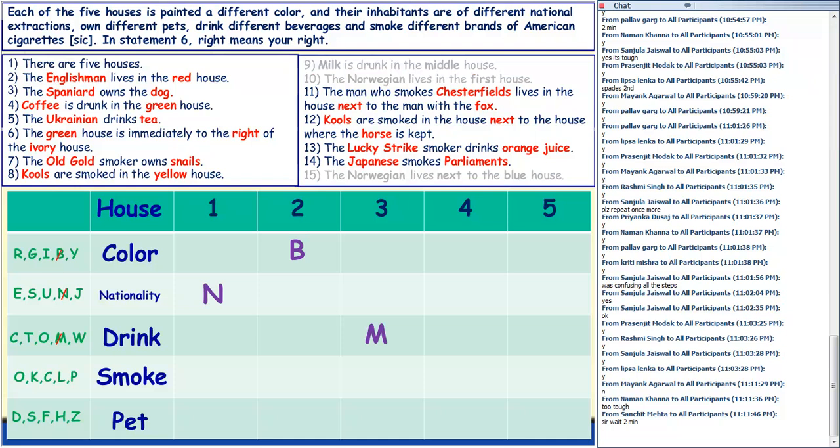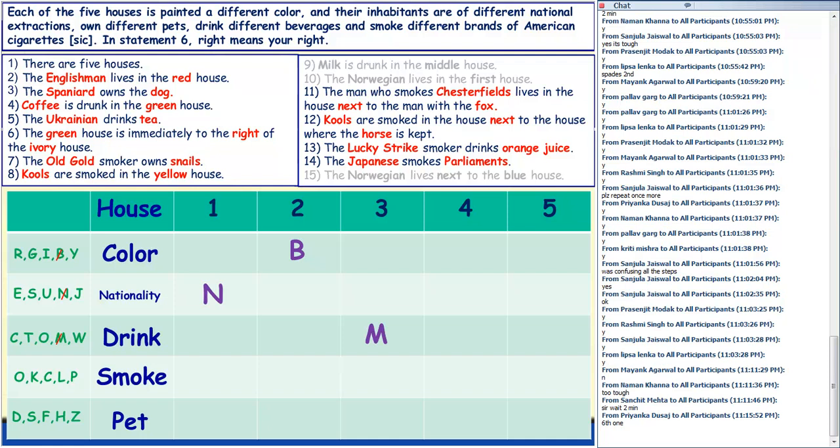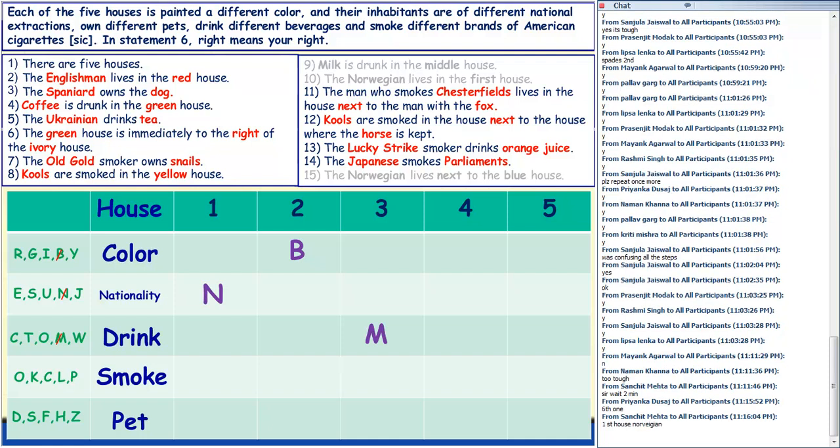Now, after this, tell me which statement will give me the most important information. We can fix till here. Now, think again, all of you. Now, let's try to identify the color of the first house. The color of the first house cannot be blue. That is for sure. The color of the first house cannot be red. Why? Because the Englishman lives in the red house. So the color cannot be red, and it cannot be blue.